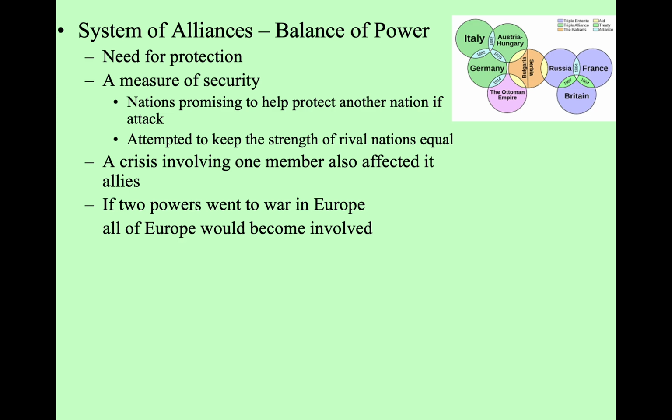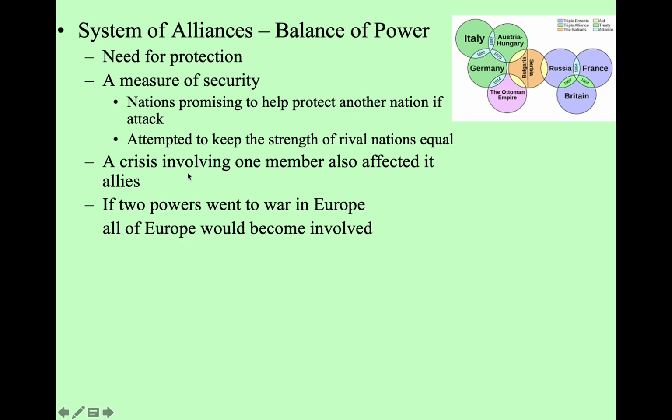Alliances were developed and countries joined, attempting to keep the strength of rival nations equal throughout Europe. As you can see in the diagram up here in the right-hand corner, several countries joined together to create an alliance known as the Triple Alliance. Several other countries joined together to create an alliance known as the Triple Entente. And then there were other countries in the Balkans and the Ottoman Empire who would ultimately be brought into these two major alliances.